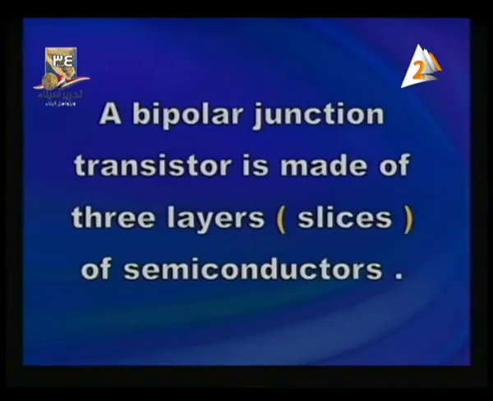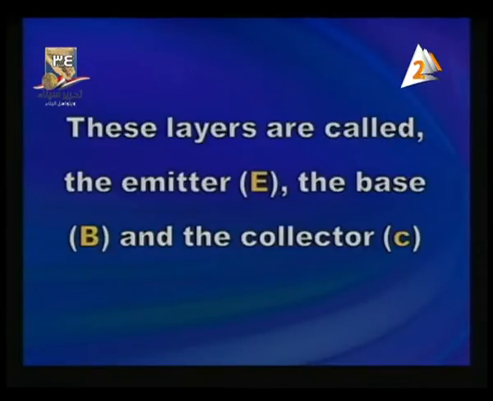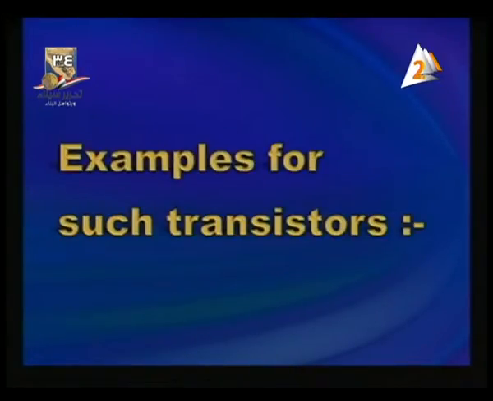Okay, a bipolar junction transistor is made of three layers, three slices of semiconductors. These layers are called the emitter, denoted by capital E, the base, denoted by capital B, and the collector denoted by C. Examples for such transistors.